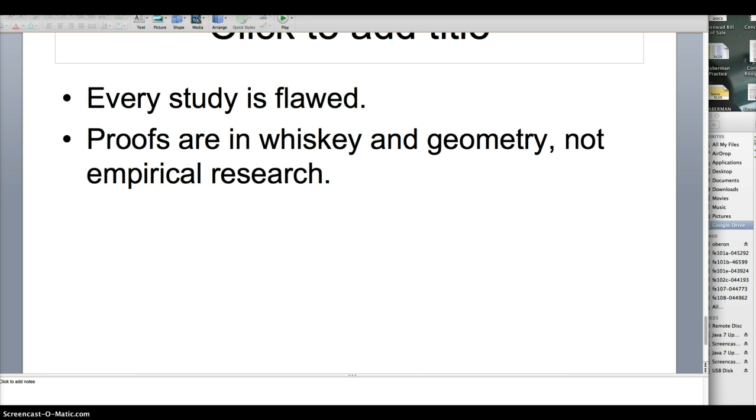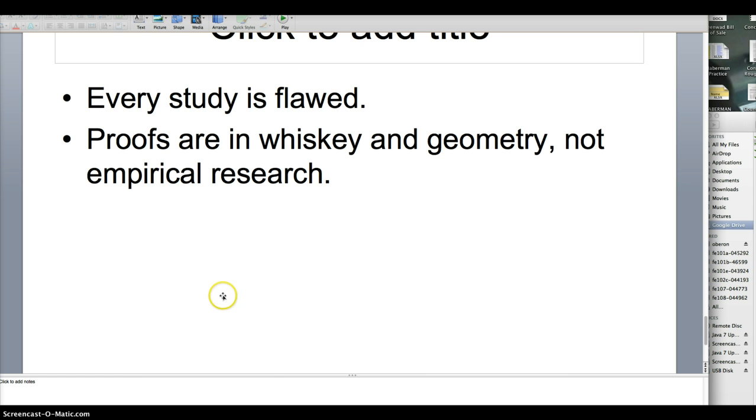The other thing is we're not out to prove anything in empirical research. Proofs are for whiskey and geometry, not research. We are gathering evidence to support or refute a hypothesis. It never and should never say that it proves anything, because as soon as you say that one variable proves an effect on another, there will be one person who will raise their hand and say, yeah, but I saw this situation where that didn't work. Well, that's because 5 times out of 100 we're willing to accept that we've made a mistake. There's an example of somebody.